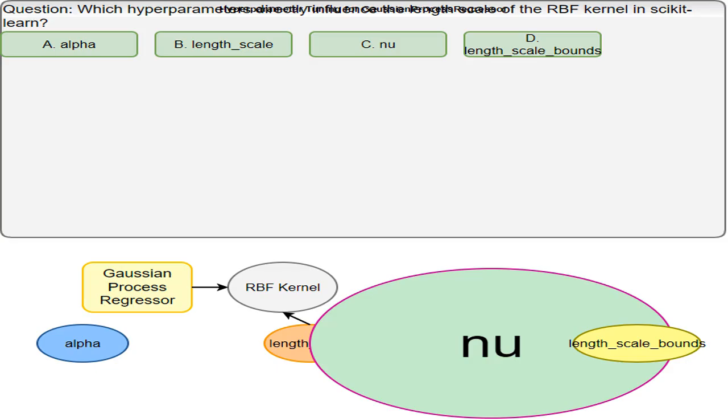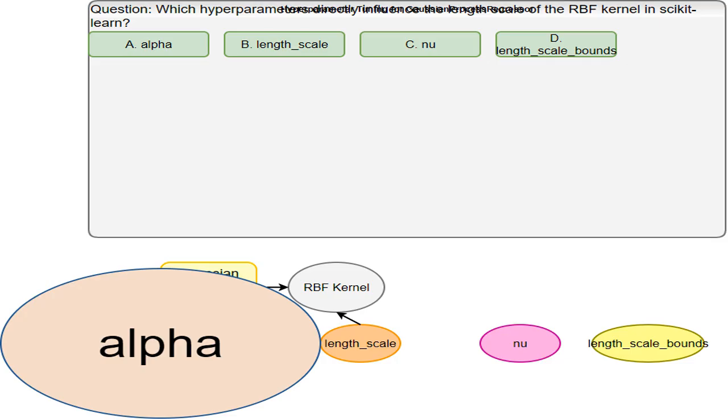This parameter belongs to other kernels and not the RBF kernel. It doesn't apply here. This represents the noise level in the data. It's essentially how much uncertainty we expect in our observations. This doesn't directly control how far the influence of each data point reaches.